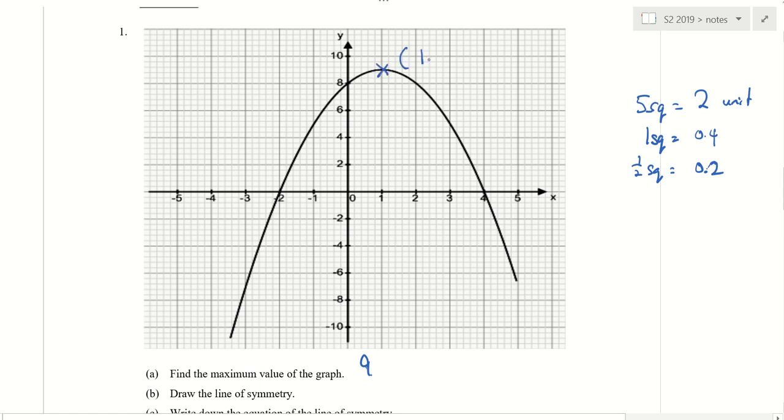Very simple. I look at my maximum point. My maximum point is (1, 9). When I look at the value, I want the maximum or minimum value. I'm referring to the y value. So can you write down? This one I actually want the y value. Always the y value, not the x value.